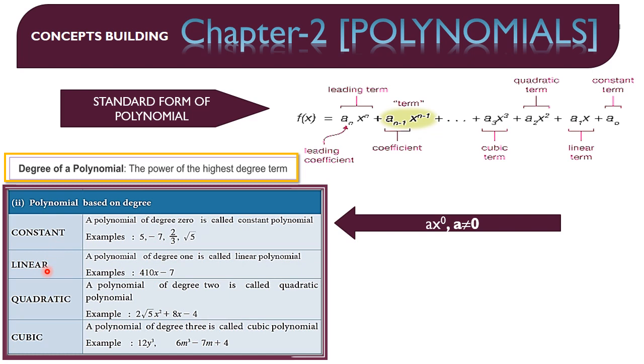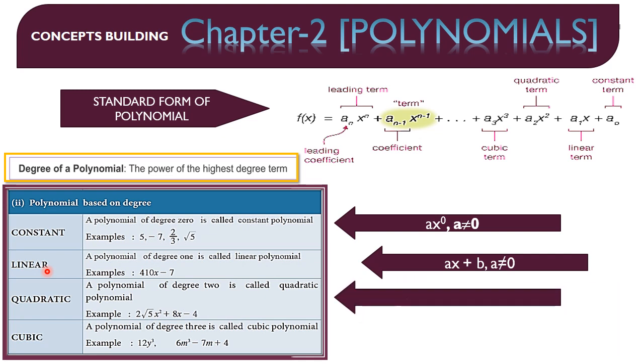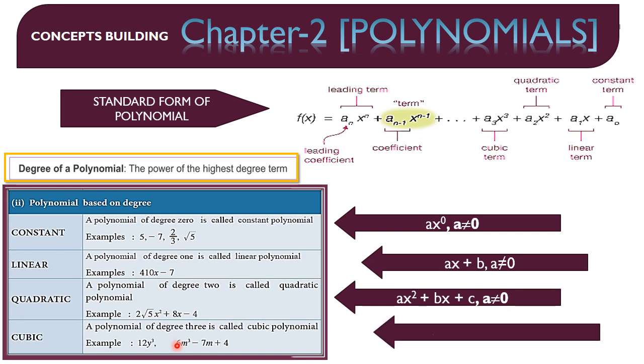Same way, second is linear, meaning a polynomial with degree 1, and its standard form is ax plus b where a is not equal to 0. Third is the quadratic polynomial, meaning a polynomial with degree 2, and the standard form is ax square plus bx plus c where a is not equal to 0. And the fourth one is the cubic polynomial, meaning a polynomial with degree 3, and its standard form is ax cube plus bx square plus cx plus d where a is not equal to 0. And here you can observe that a, b, c, d are all real numbers in the polynomial. I hope this is clear to you.